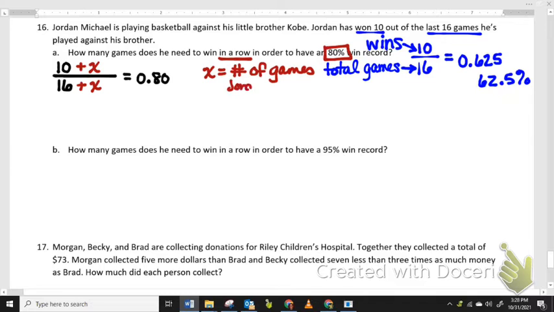Jordan needs to play and win. There we go. All right. So if you remember the other day after we got it set up like this, we then took that and we multiplied by our denominator because we wanted that to cancel out. So I'm going to multiply both sides by 16 plus X.